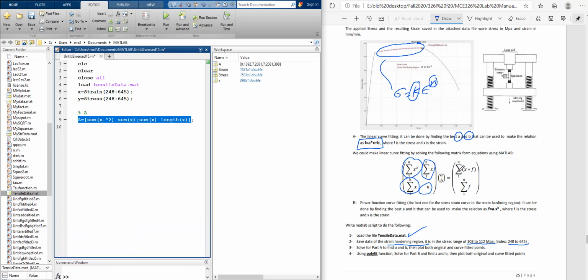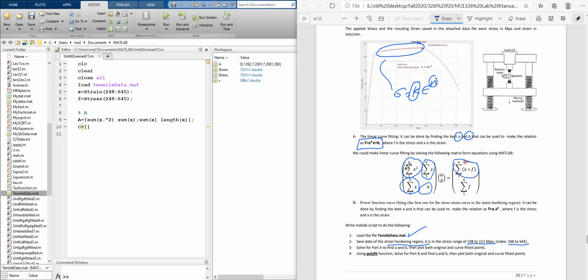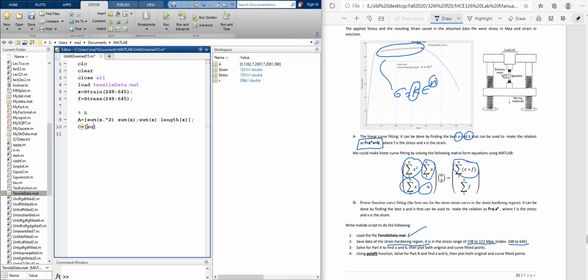Okay, next step, we have to write this column. See here, it's sum of X times F, X times Y. Or say that this is F, just to make it like this in the equation. Say that this is F, represent the stress. Here we have to write the C, coefficients equal to. The first element here, it's sum of X times F. Remember that X and F, they are vectors. So X dot, element by element.